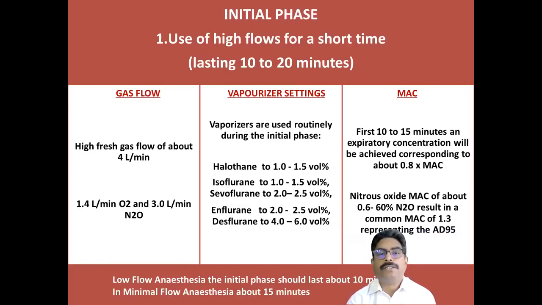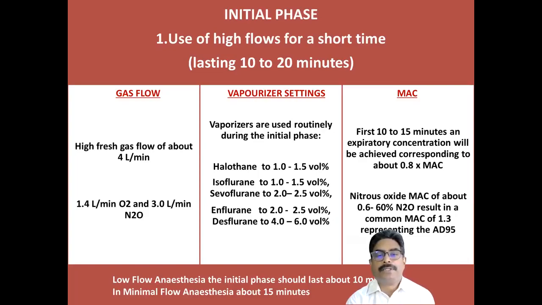Use of high flow in the initial phase usually lasts for 10 to 20 minutes. In low flow anesthesia, it lasts for 15 minutes. In minimal flow anesthesia, it lasts for 20 minutes. So for the gas flow, initially you have to keep a fresh gas flow of 4 liters, with a component of 1.5 liters of oxygen and 3 liters of nitrous oxide.